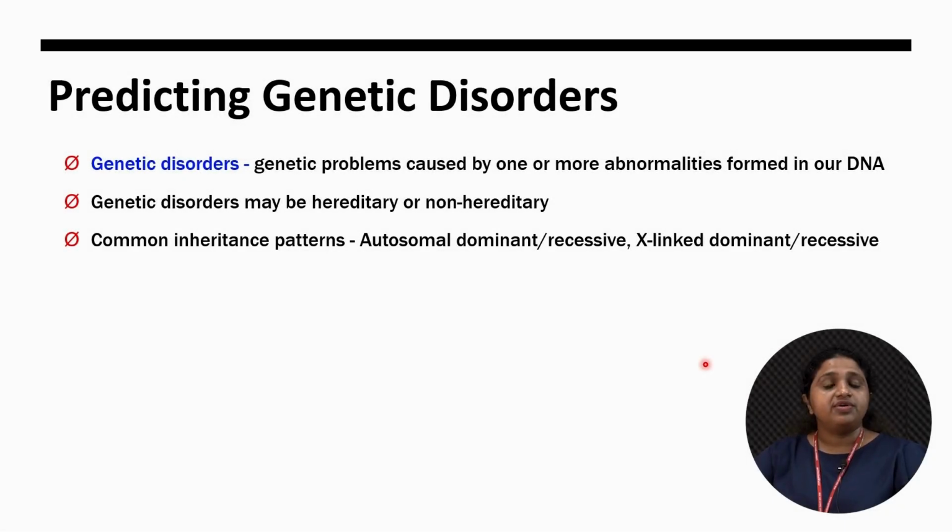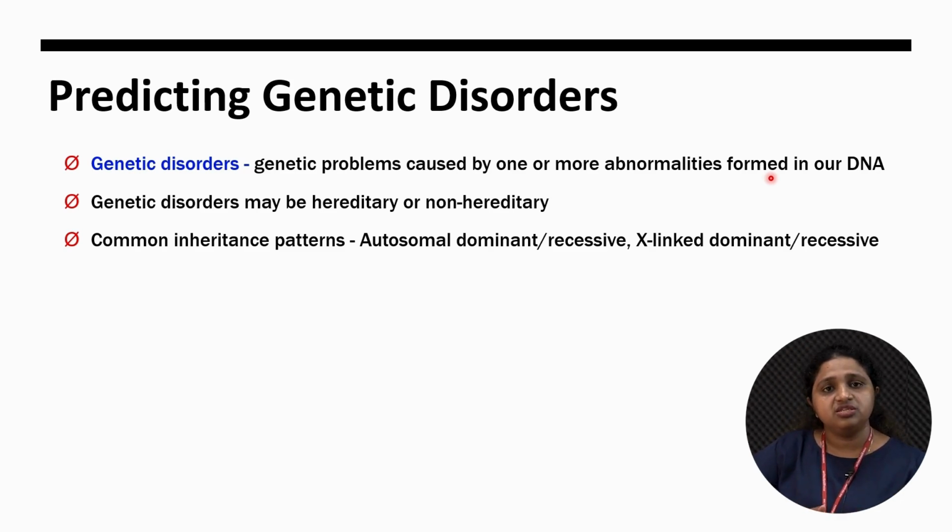So our next part will be mainly on predicting genetic disorders. Genetic disorders. What are genetic disorders? They are health problems caused by one or more abnormalities found in your DNA. They can be heritable or they can be non-hereditary. Hereditary means it can pass from mother to the children or father to the children. Non-hereditary means it will not pass from parents to the children.